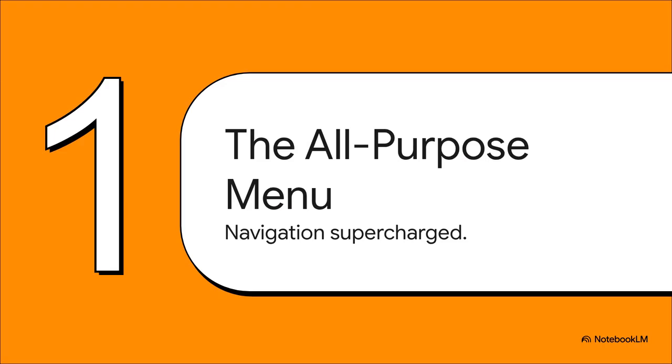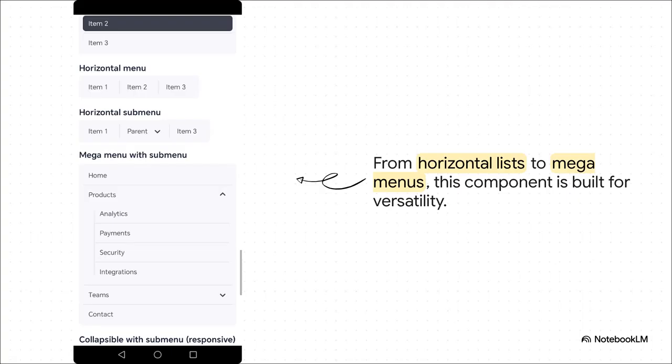All right, first up, the all-purpose menu. And look, we're not just talking about a basic list of links here. This is all about taking your app's navigation to a whole new level. I mean, just look at this. This one image says it all.